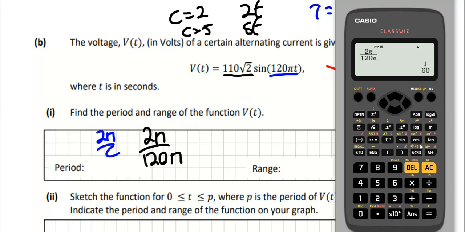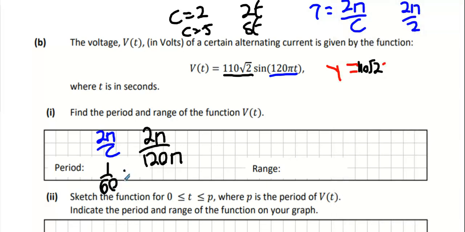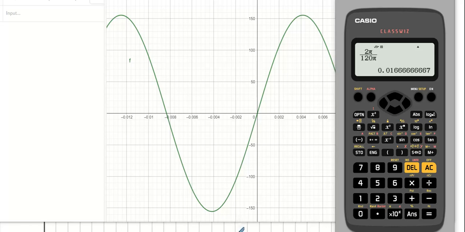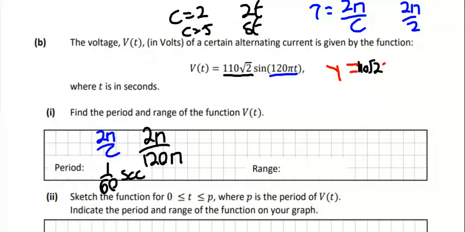And you can clearly see that it's 1/60th of a second, or 0.0167. So 1/60th of a second is the period. And we can see that because it goes up, goes down, goes back again, and sits just slightly above 0.016. That is your period. So that's what we're expecting, okay? So that was pretty intense.